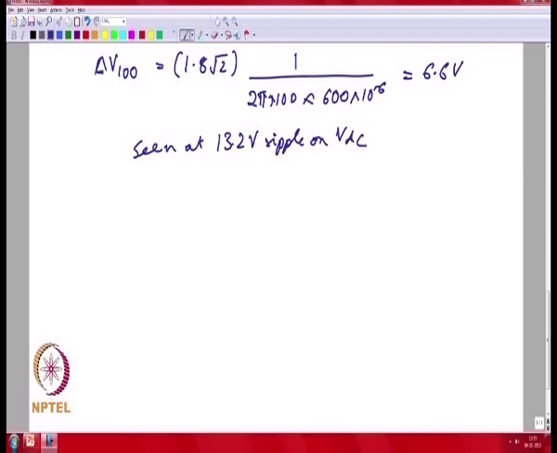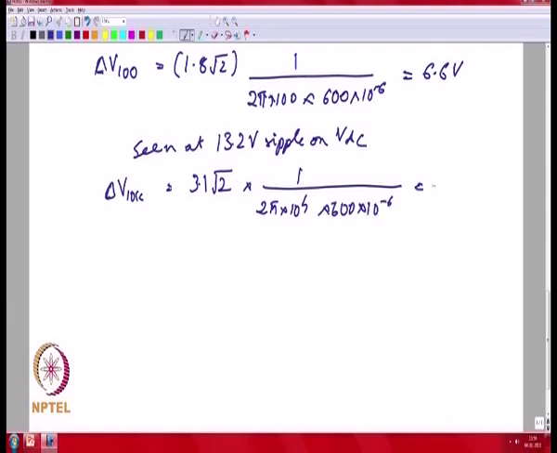If you look at the switching frequency effects, and the switching frequency we have considered is 10 kilohertz, we have 3.1 amp of ripple. Again, we are approximating it to be a sinusoidal component at a single frequency. So, 3.1 into root 2, and if you look at the capacitive voltage drop, this is 2 pi into 10 to the power of 4 into 600 microfarads. So, you have about 0.1 volt. So, hardly any ripple at the switching frequency, because of the capacitive effect.